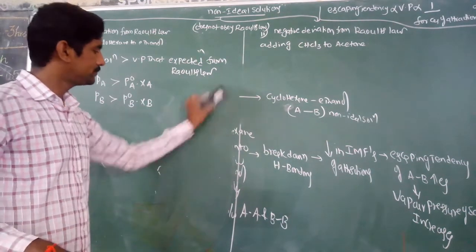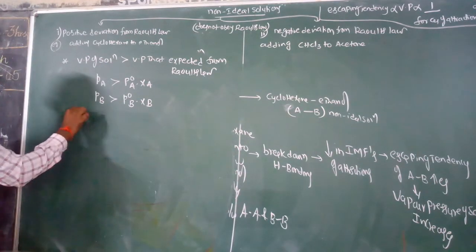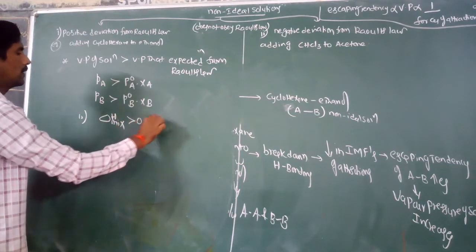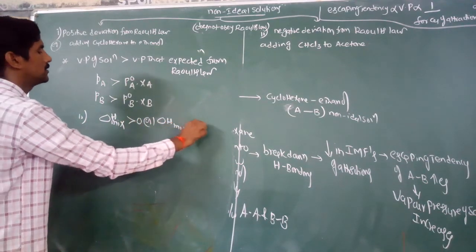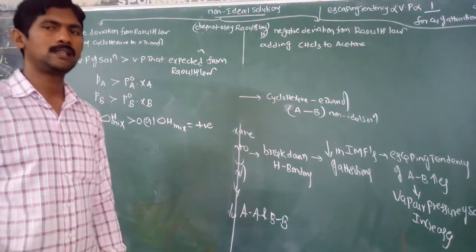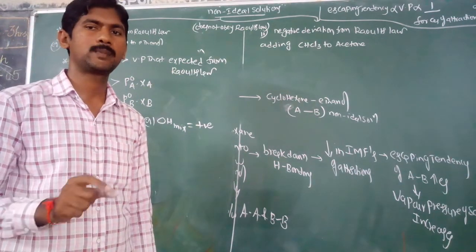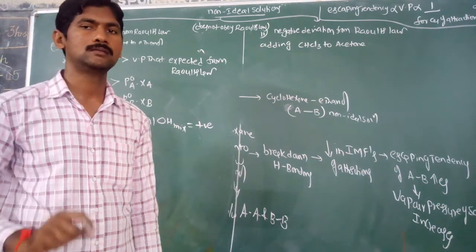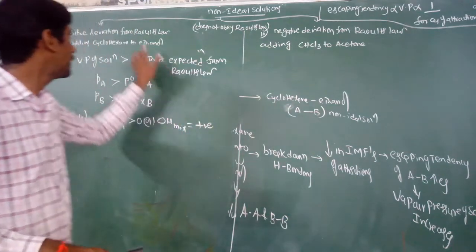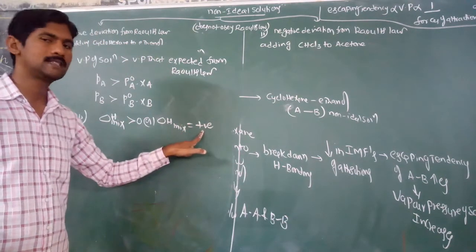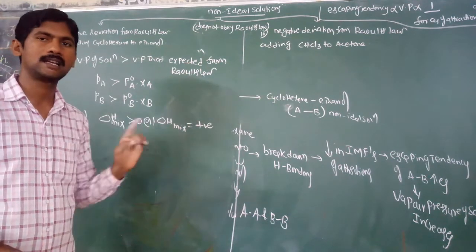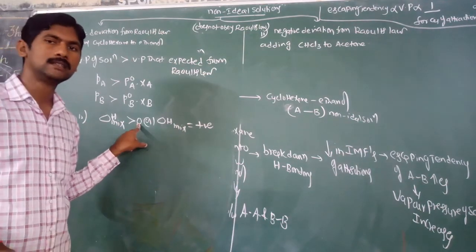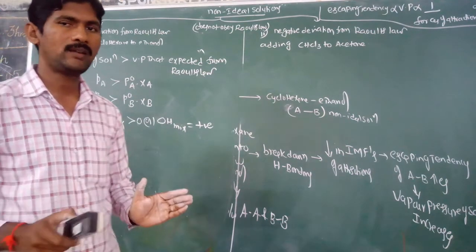And what about the enthalpy of mixing? Delta H mixing is greater than 0, or delta H mixing is positive. So blindly, if it is positive deviation, change in enthalpy of mixing is also positive, and change in volume of mixing is also positive. If it is a negative deviation, delta H mixing is negative. Delta H mixing positive means delta H mixing is greater than 0, because here there is breaking of hydrogen bonding.